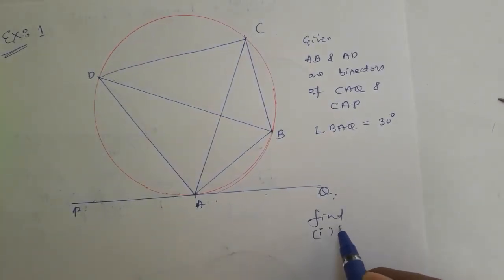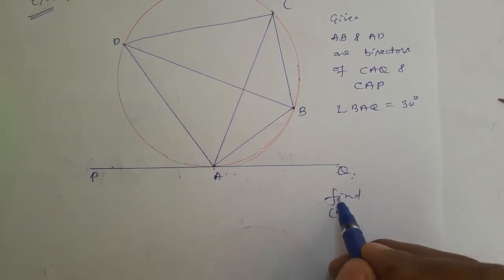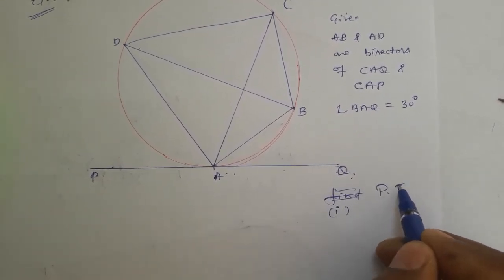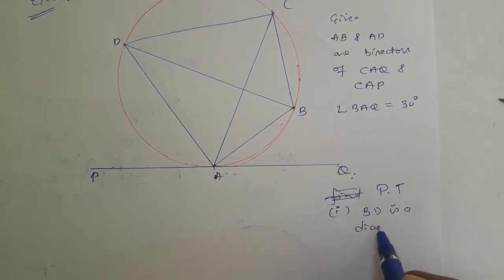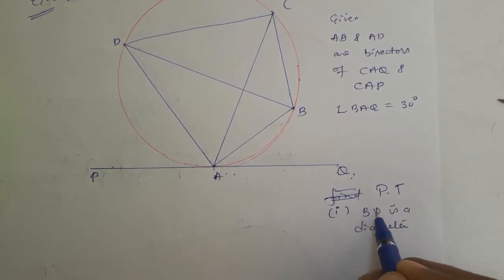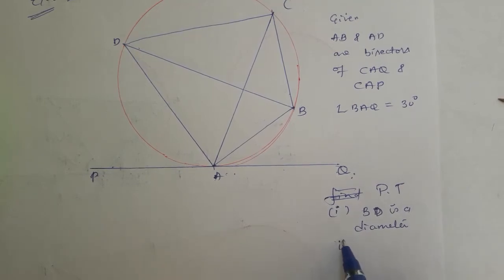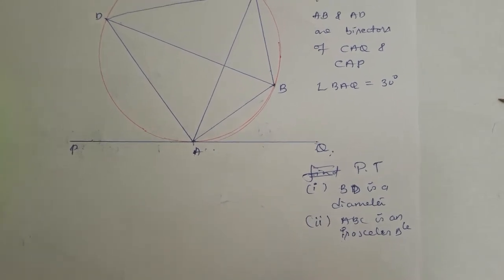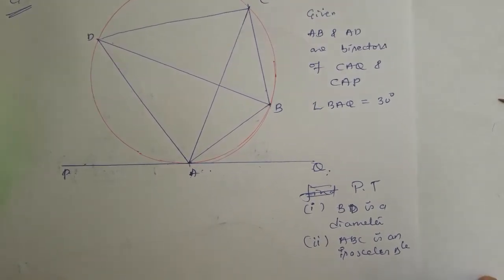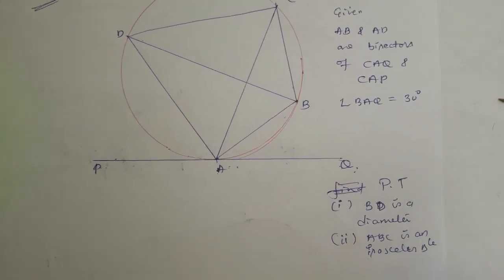Prove that, first sub-question. BD is a diameter. You need to prove BD is the diameter. The second one is ABC is an isosceles triangle. So there are two questions, both are proving questions. We are using the angle method to prove.